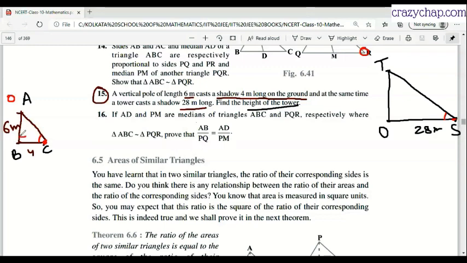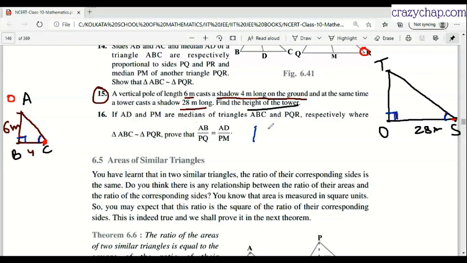And because this angle is 90 degrees, what we decided is that angle C will be equal to angle S, and this 90 degrees is equal to that 90 degrees. So triangle ABC and triangle TOS have two equal angles.